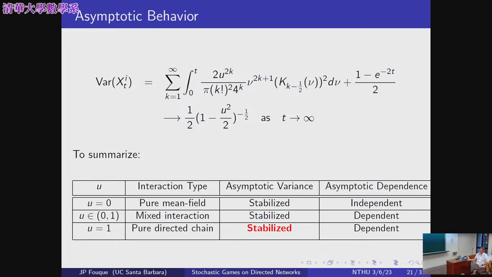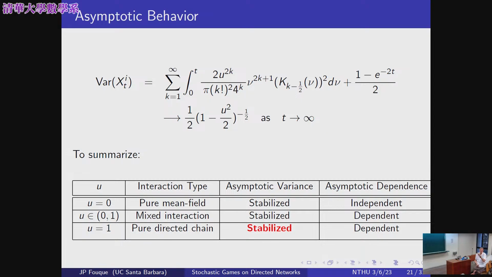And here's a table. So the asymptotic variance stabilized, the dependency persists. What is in black is everything like before. It didn't change from before, but the main thing is this. If you have a pure directed chain, then the variance is stabilizing, not in the other case. So all this analysis is to compare this.